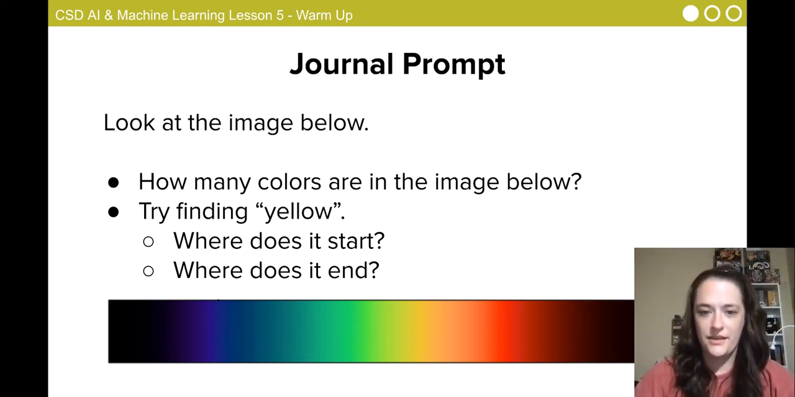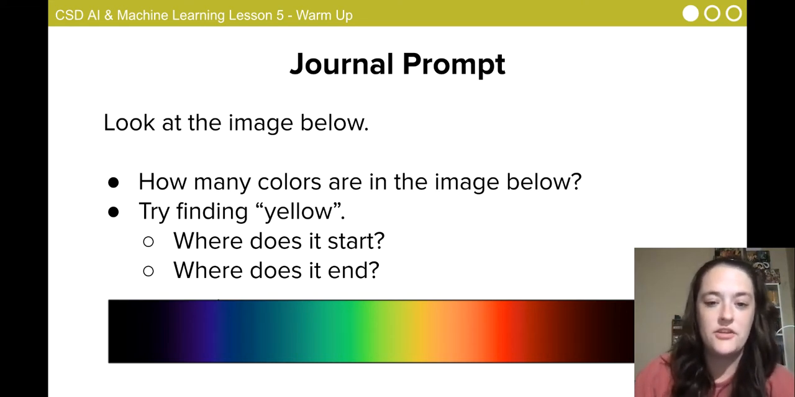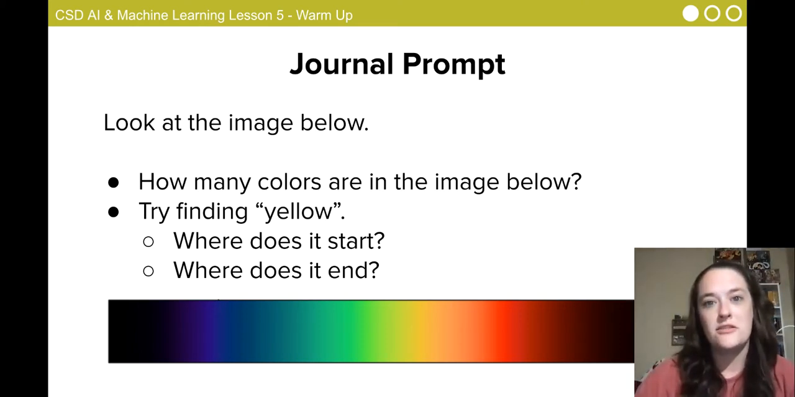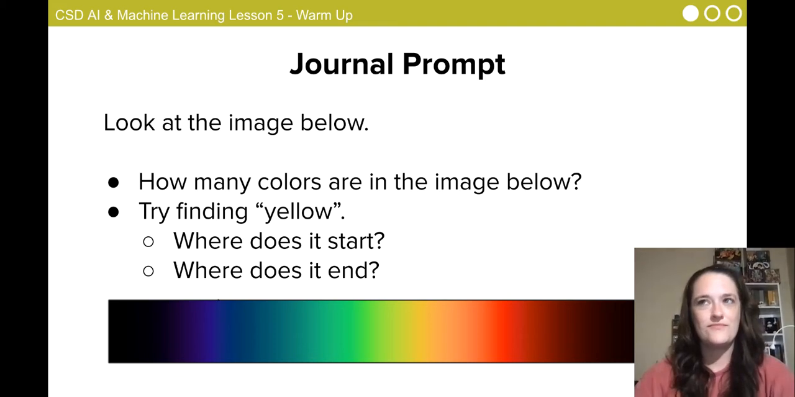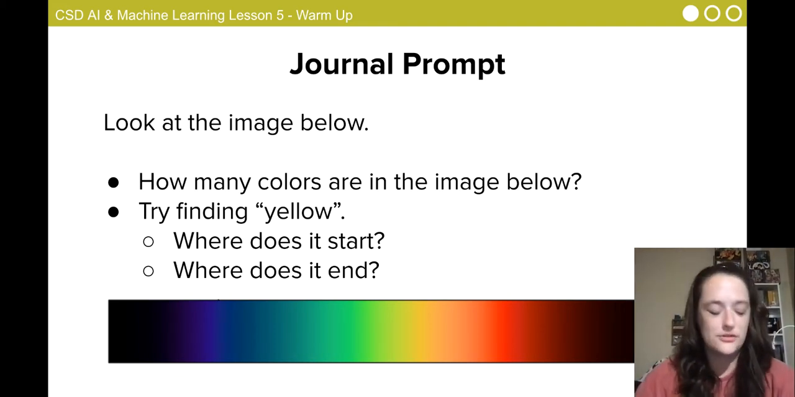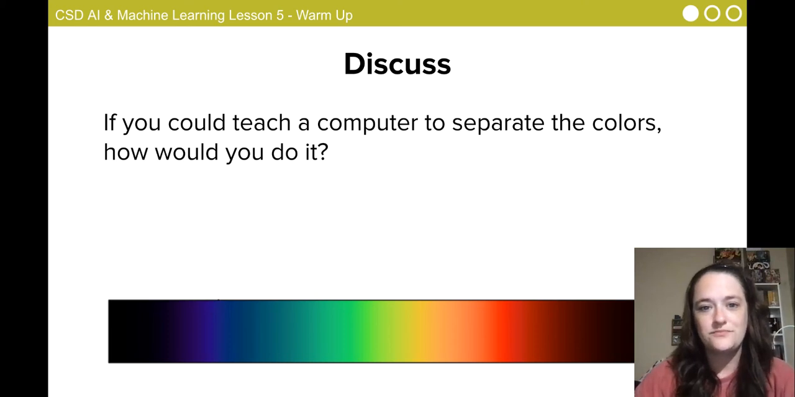If you are thinking there's not an exact way to tell where yellow starts or where it ends, then you might be right. If you're thinking along the lines of RGB codes, that's how you would tell where yellow starts and where yellow ends, you might also be right. There's not necessarily a right or wrong answer. If you could teach a computer to separate these colors, how would you do it?